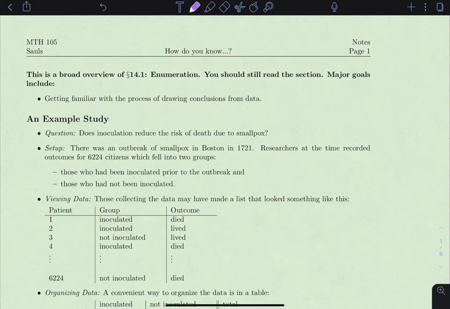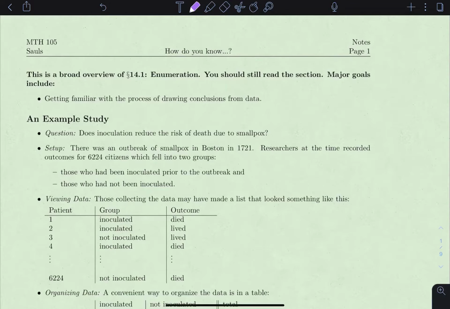In Boston in 1721, there was an outbreak of smallpox. So researchers at the time followed a little over 6,000 citizens who fell into two groups. Some had been inoculated and some had not been inoculated prior to the outbreak.